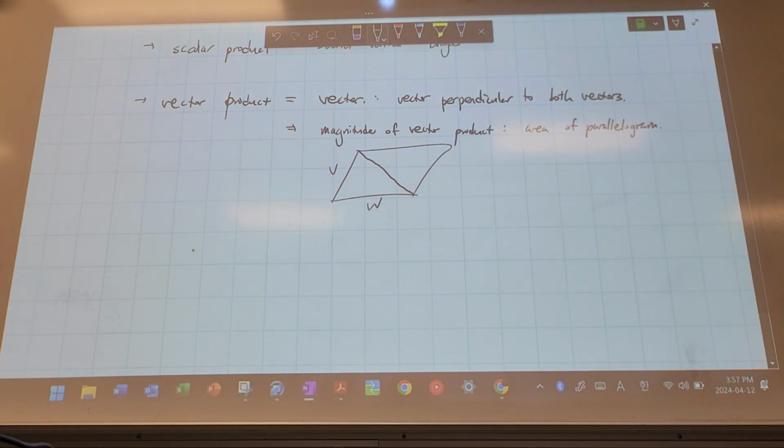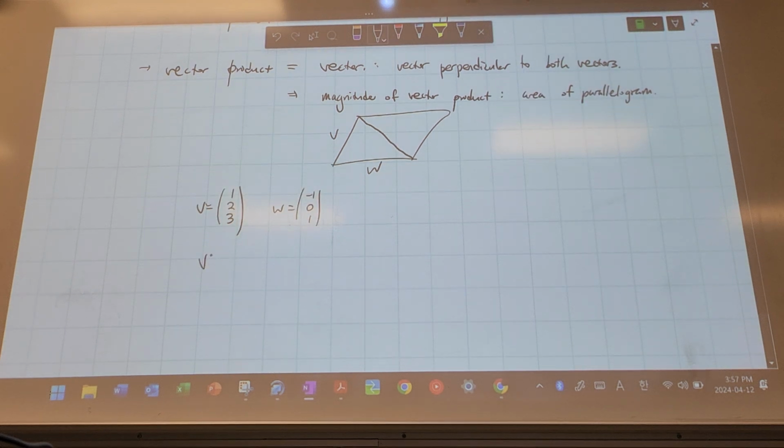Let's say we have the vector v is equal to 1, 2, 3, and w is equal to, let's say, negative 1, 0, 1. If I want to do v vector product w, then what I do is I'm going to write down the 1, 2, 3, negative 1, 0, 1, and then i, j, k, and then I repeat myself. And then what I do is I multiply the diagonals together, and then I'll add them together.